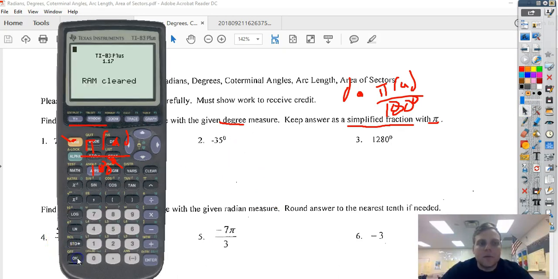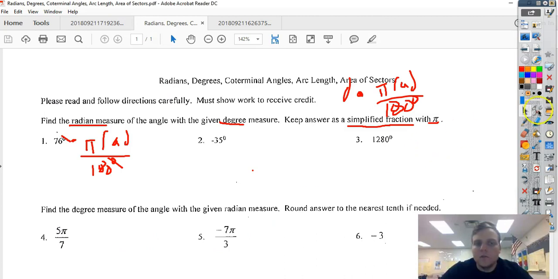So let's make that happen with the magic of this calculator. 76 divided by 180. And if I hit math, enter right away, it'll change it and reduce it for me: 19 over 45. So that leaves me with 19 pi radians over 45. And I'm done. That's all there is to that problem.